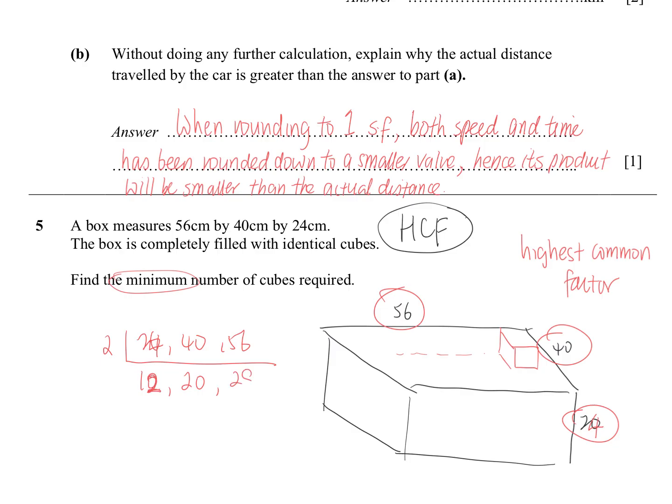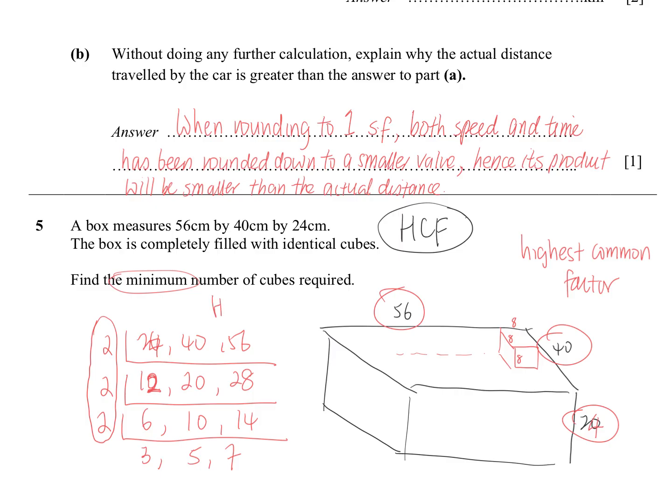Okay, then this is 28. Then divide by 2 again. Okay, divide by 2 again, and then you seem to be done. Cannot divide further. So it means the largest dimension of the cube should be 8 by 8 by 8. Okay? How do you know that? Because this is the largest number that can divide, you get from here 2 times 2 times 2, which gives you 8.